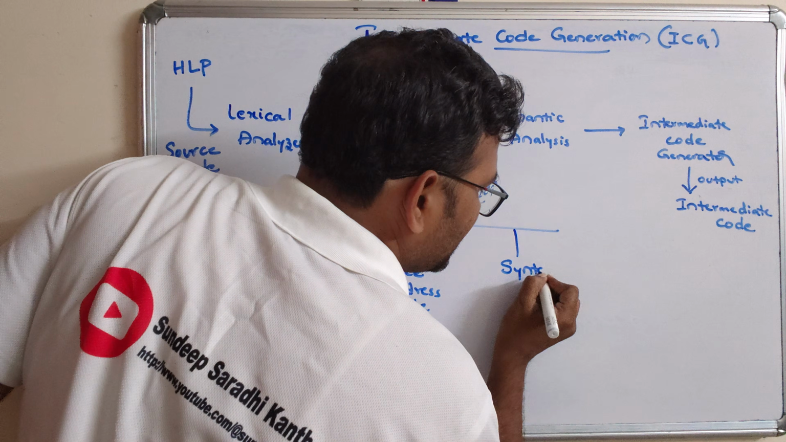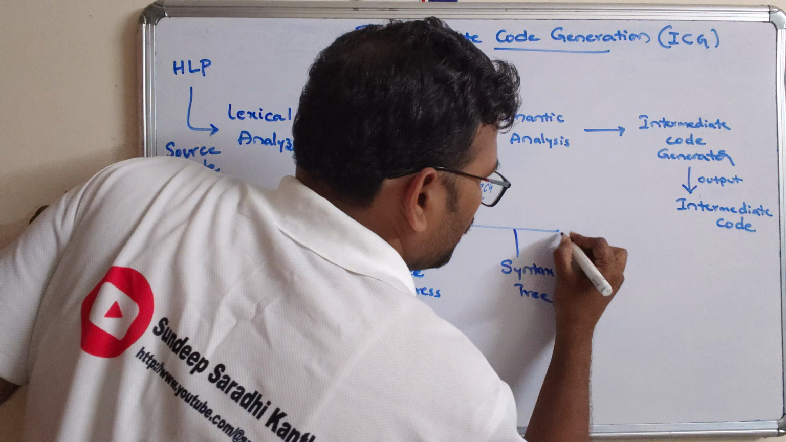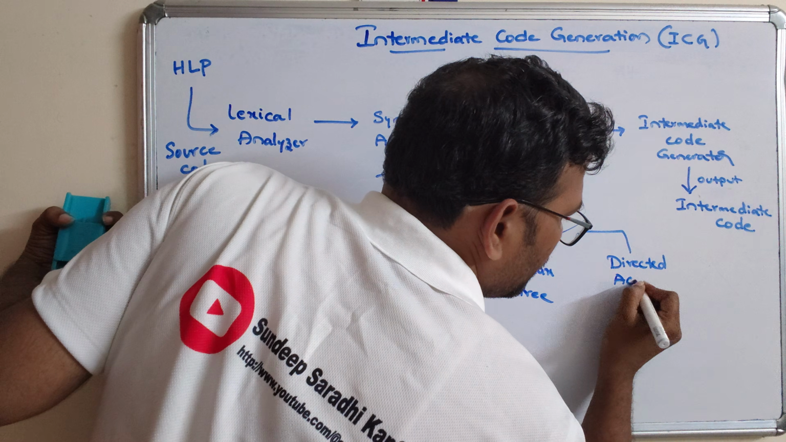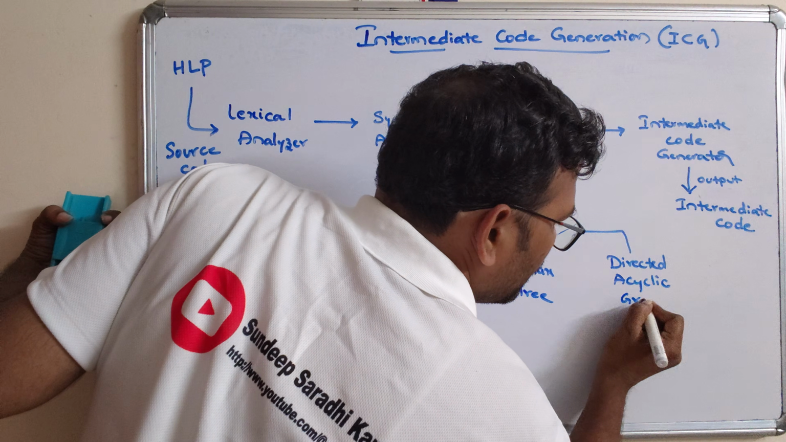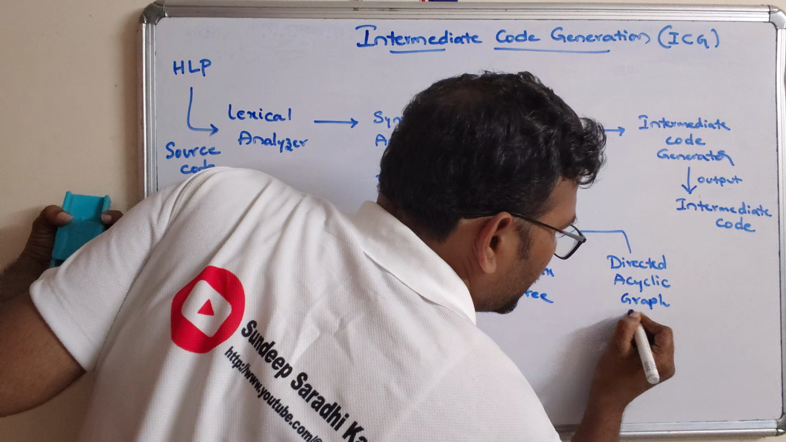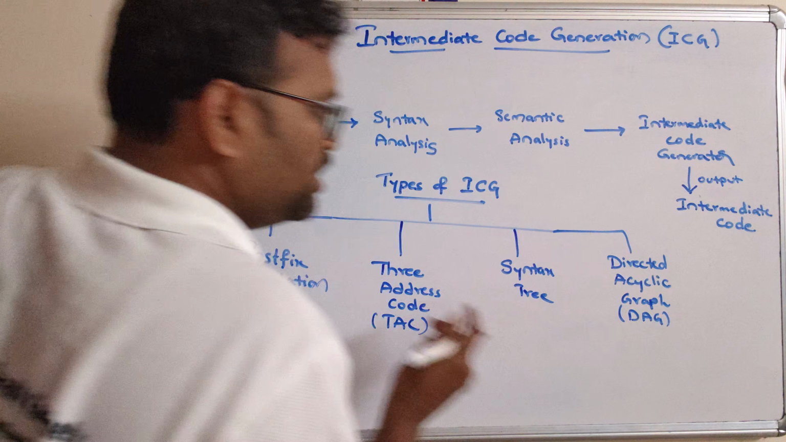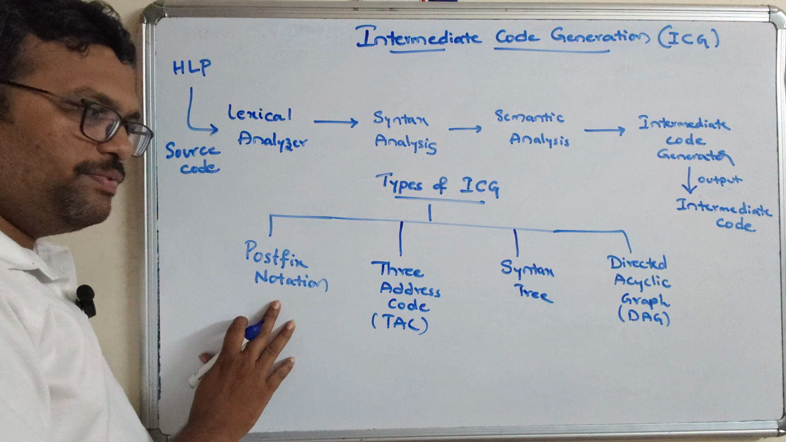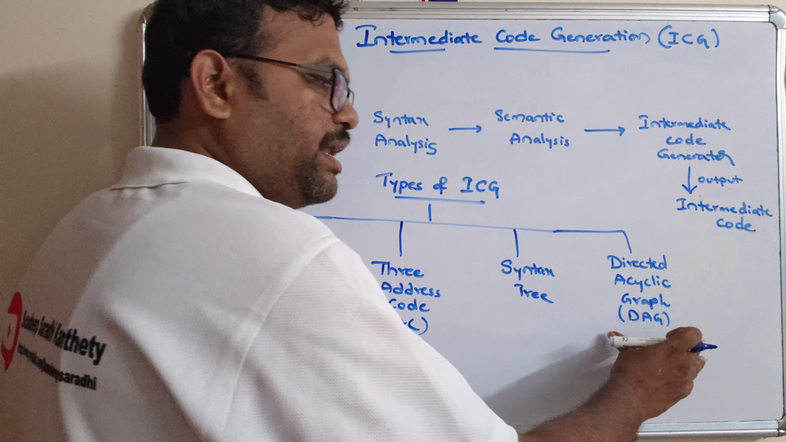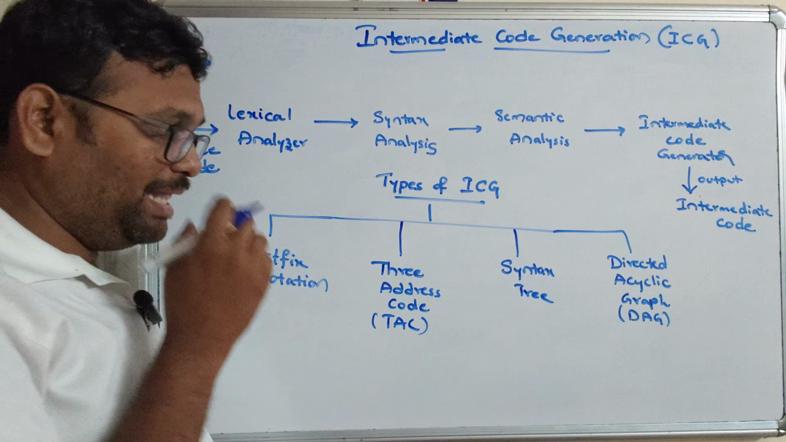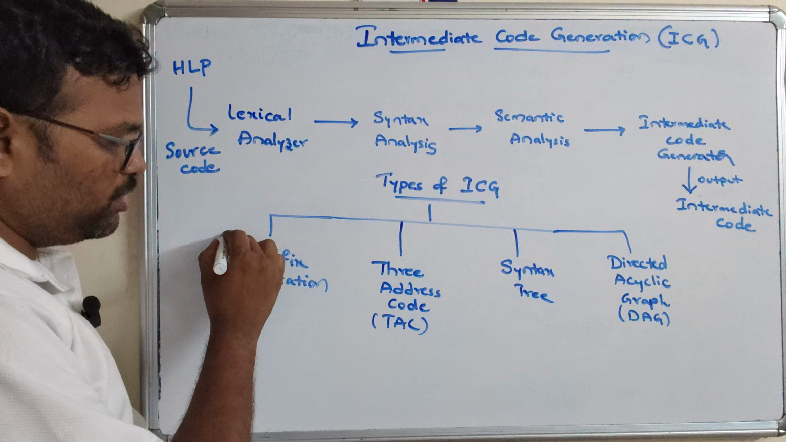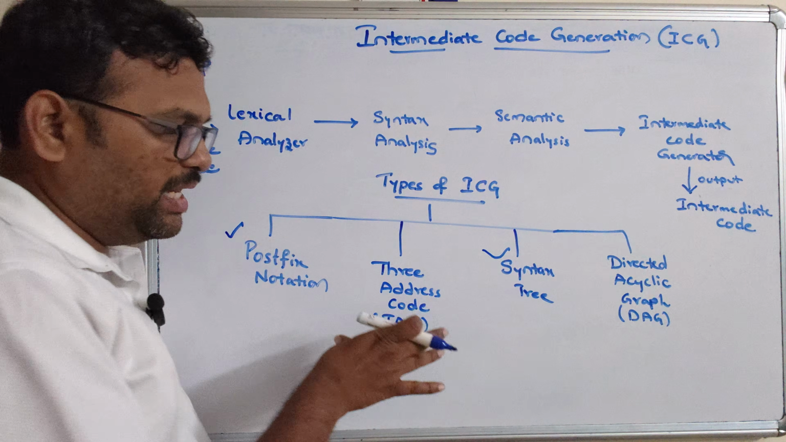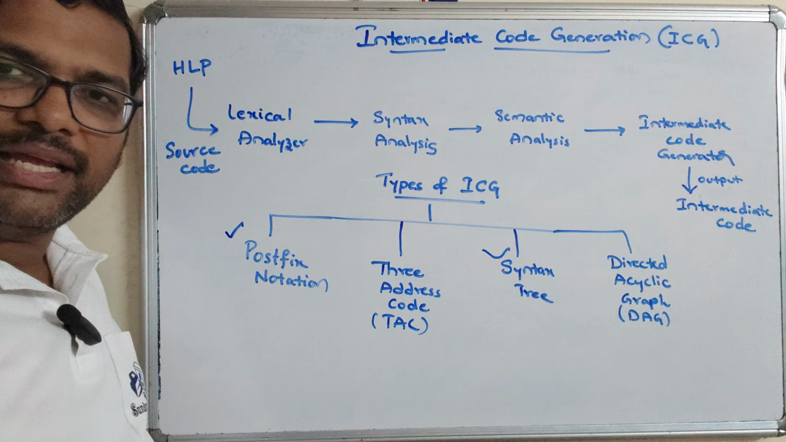The next one is a syntax tree, and the next one is directed acyclic graph, which can be called a DAG. So these are the different types of intermediate code generators: postfix notation, three address code, syntax tree, and directed acyclic graph. Among all these four, we have already studied postfix notation and the syntax tree. Now we need to focus on three address code and directed acyclic graph.